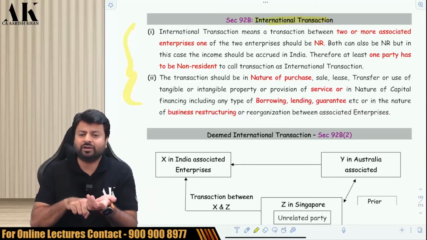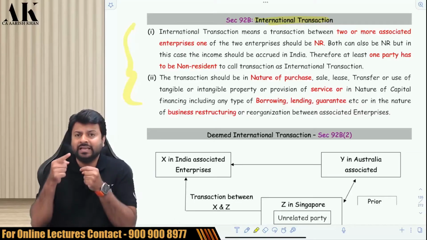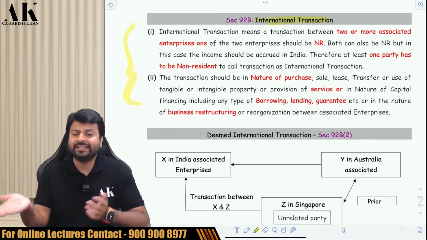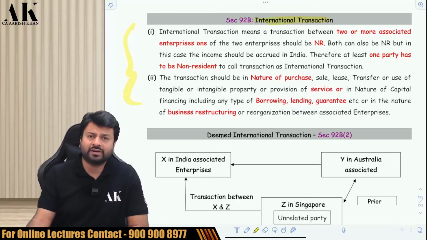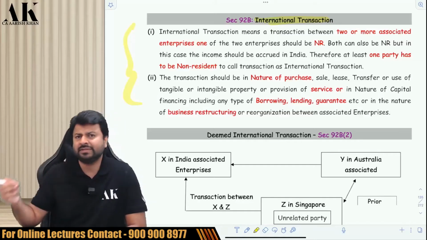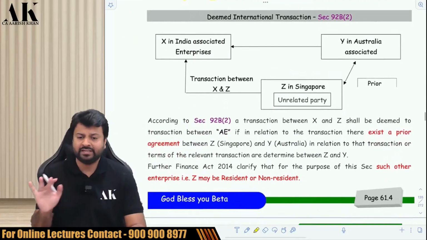One of them has to be non-resident and the transaction has to be between two associate enterprises. If a transaction is between two associate enterprises and one of them is non-resident, then it can be called what? International transaction. And the nature of the transaction can be anything. It can be purchase, sale, borrowing, lending, business restructuring, leasing, provision of service, etc. It can be of any nature, it doesn't matter.